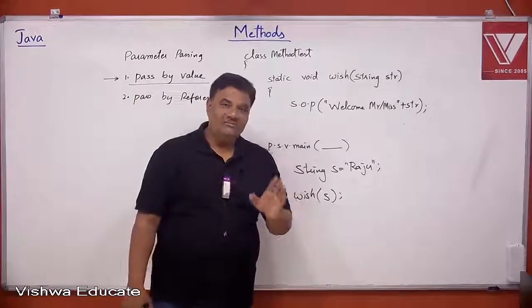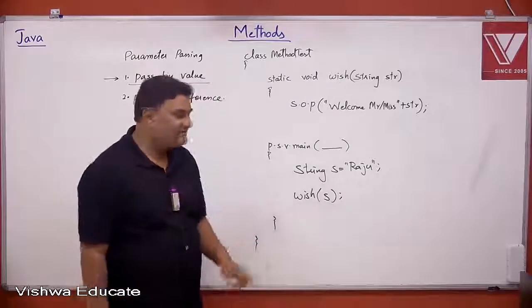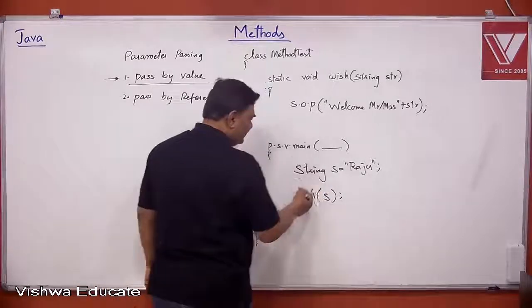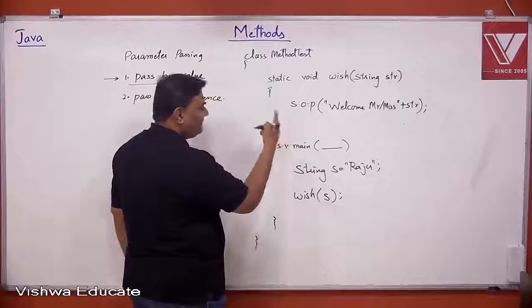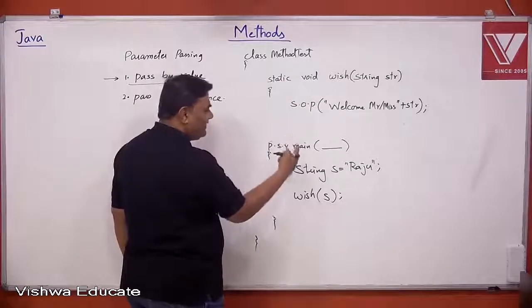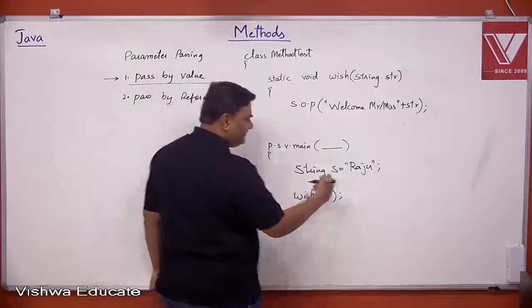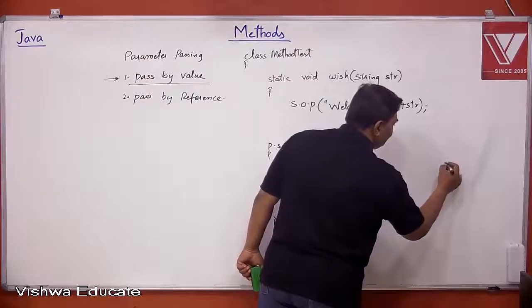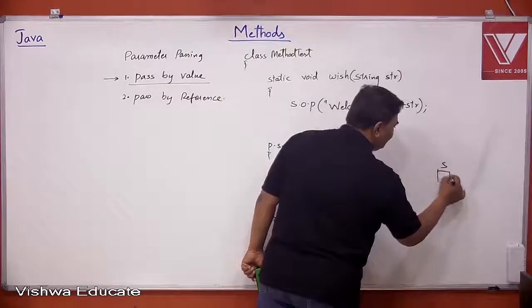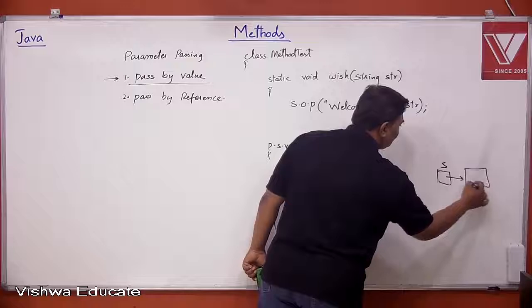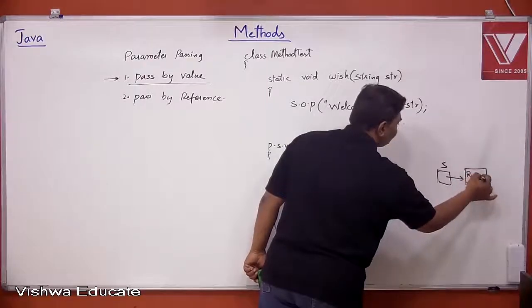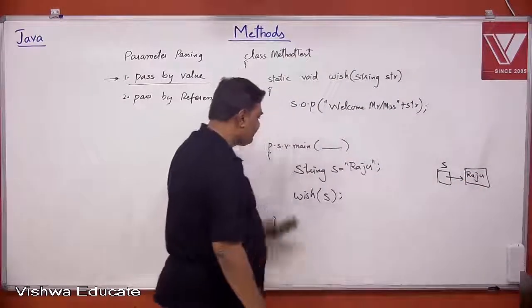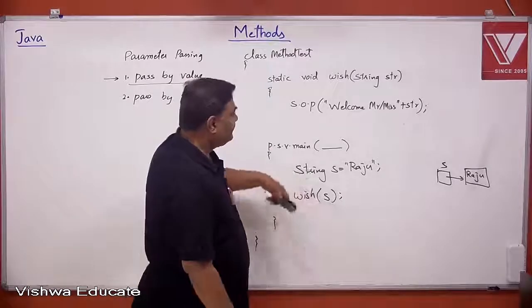Now, let us see how the parameters are passed and how it works. First, the entry point of a program is the main method. Inside the main method, the first thing is a reference S to an object Raju, that is, a string object containing Raju. Then we call the wish method.